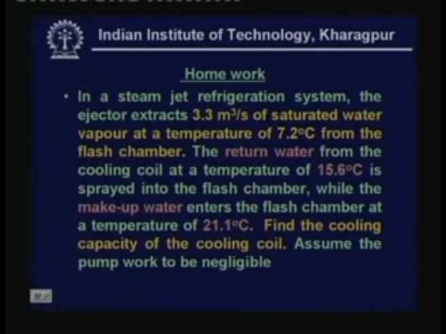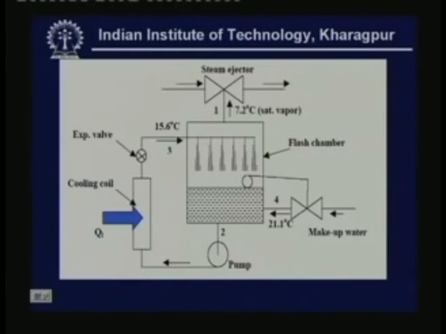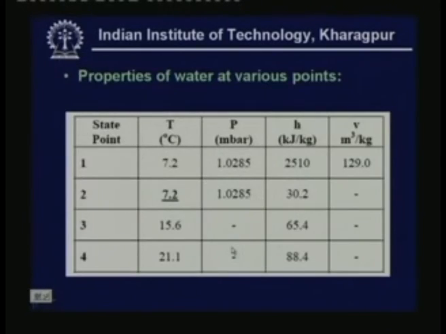Let me show the schematic. So, this is the schematic of the homework problem. Here you need not bother about the steam ejector working and all that. What is asked is the refrigeration capacity of the cooling coil. All that you have to do is apply mass and energy balance across the flash chamber and apply mass and energy balance across the cooling coil. If you apply this, then you can easily find the required answer, and you can use this property data for water at various points.